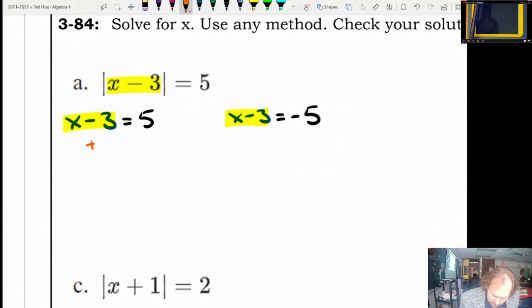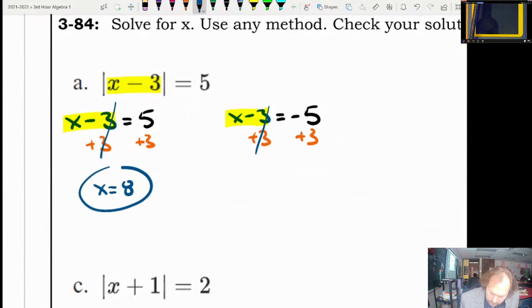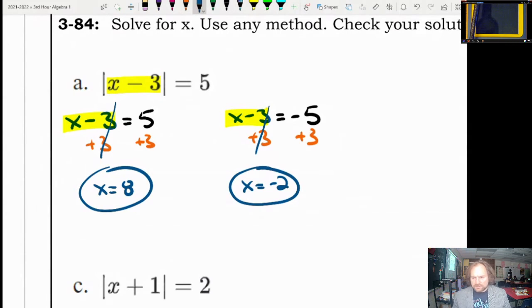From here, we're going to do the same thing on both sides of both equations and just add 3 to everything. This will cancel out the 3 in both equations and leave you with x equals 8 over here and x equals negative 2 over there. Those are your two answers.